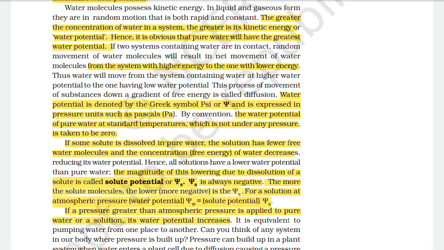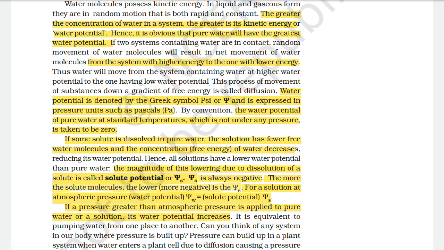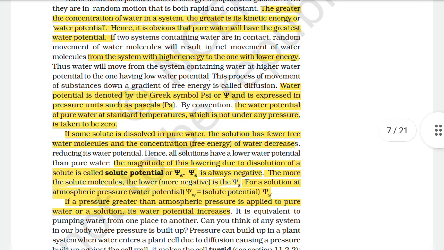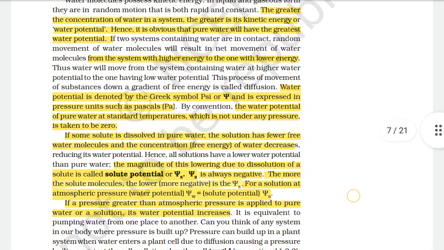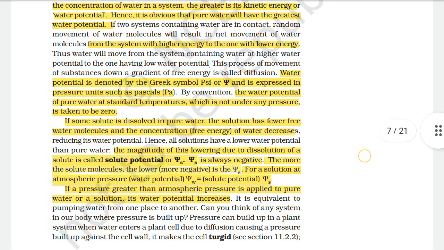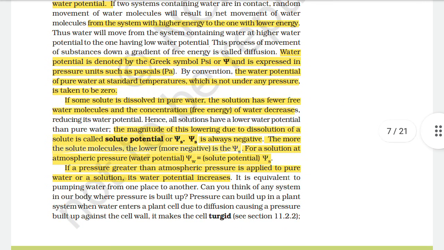So what is basically water potential? Water possesses kinetic energy, and due to that kinetic energy, water has some potential. If the kinetic energy is greater, then the water potential is also greater. How could the kinetic energy be greater? There should be more water molecules, and the more the water molecules, the greater the water potential. So the greater the concentration of water in a system, the greater is the kinetic energy or water potential. It is obvious that pure water will have the greatest water potential. Next, the net movement of water molecules is from higher energy to lower energy.